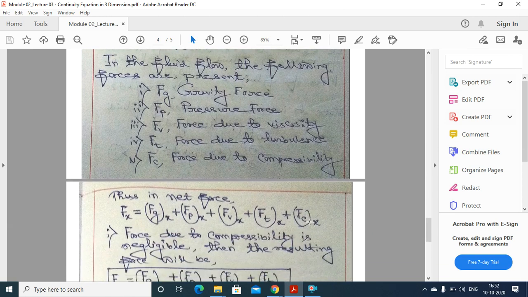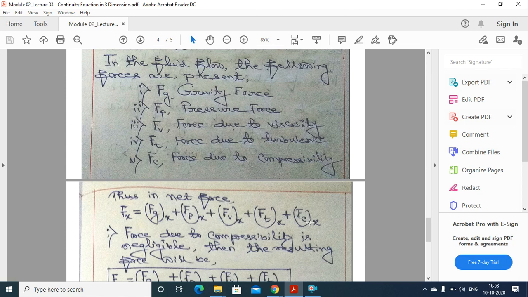Now, the total force in the x direction will be Fx is equal to Fgx, that is gravitational force, plus Fpx, that is pressure force, plus Fbx, that is viscous force, plus Ftx, that is turbulence force, plus Fcx, that is force due to compressibility. These are the total forces which are acting on the fluid flow.